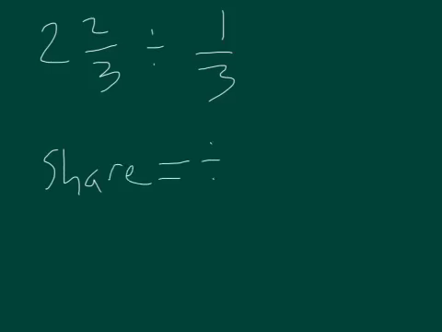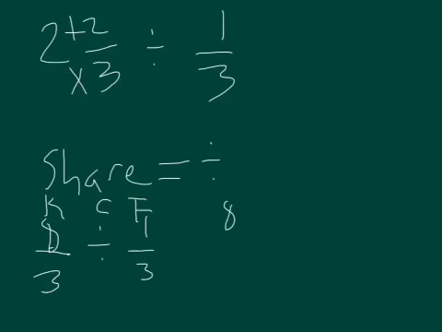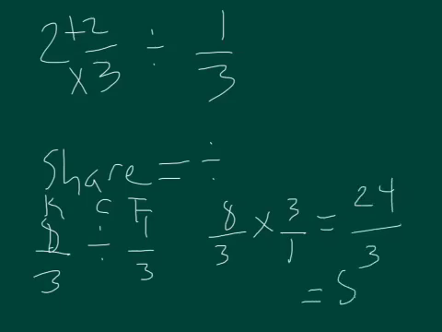So I'm going to divide, and the first thing I do is use the Texas method to change my mixed number to an improper fraction. I get 8 thirds divided by 1/3. Now I do my KCF method, and it becomes 8 thirds times 3/1. 8 times 3 is 24, 3 times 1 is 3, and 24 divided by 3 is 8.